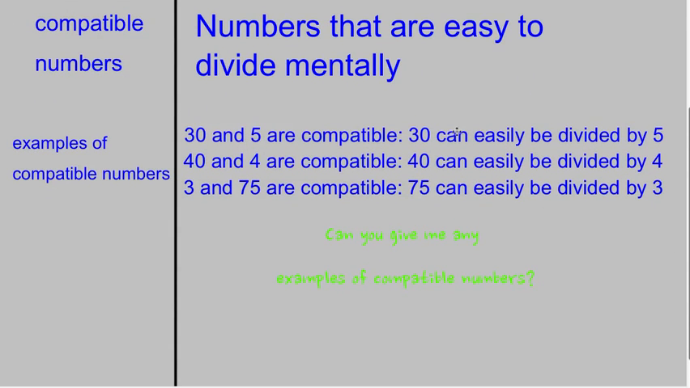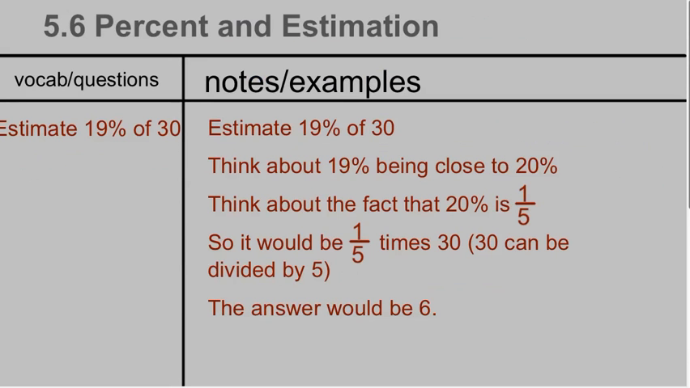30 and 5 are compatible because they can be easily divided, just as 40 and 4 and 75 and 3. You can come up with a list of them if you wanted to. 20 and 60, because 20 can go into 60, so those numbers would be compatible. If I wanted to find something that 720 was divisible by, I'd want to pick some numbers that could go into 720. For instance, 10. 10 goes into 720. 72 goes into 720. 9. So you would just have to choose what numbers happen to work for whatever situation you're working on at the time. And that's what this is all about.